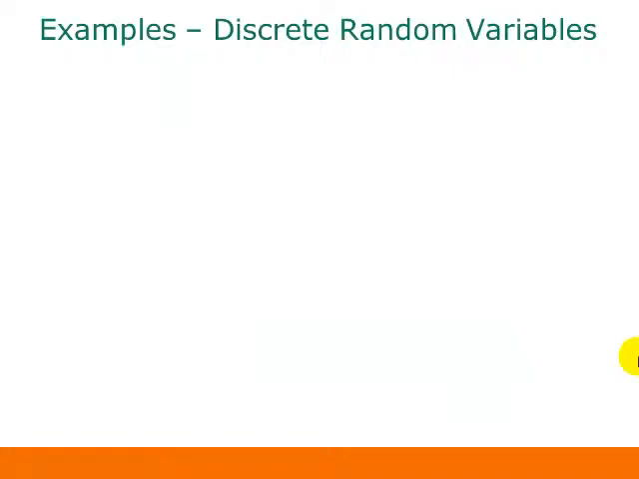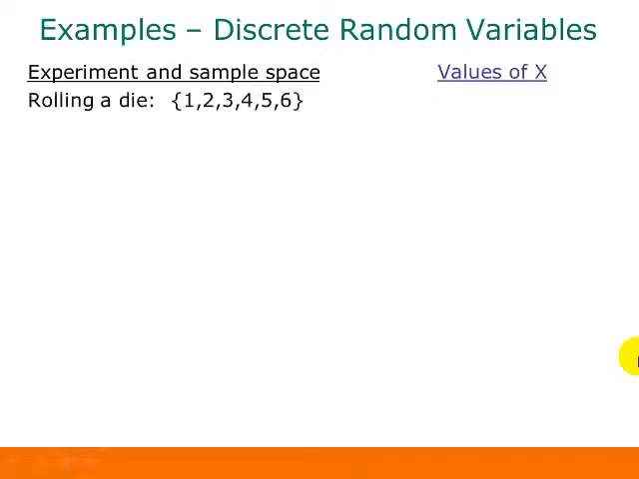Here's some examples of probability experiments and the discrete random variables that would go with them. So one probability experiment would be rolling a die. The sample space, in other words, the set of outcomes for what comes up on the die, are the numbers 1 through 6. So for this one, our discrete random variable x would have possible values of the whole numbers 1 through 6.